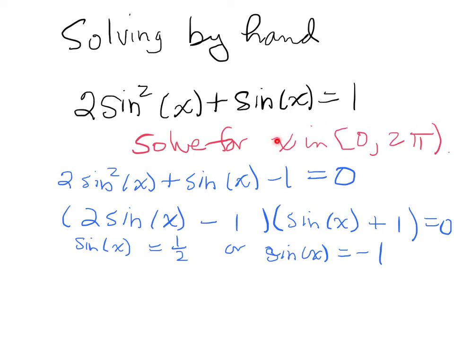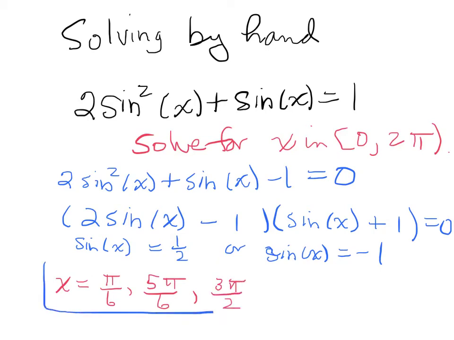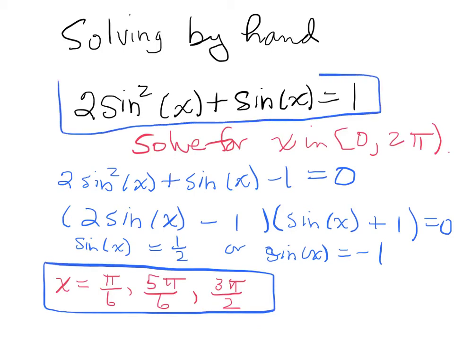Now, in the unit circle, how important is knowing the unit circle? From 0 to 2 pi, where does sine of x equal a half? Got it? Pi over 6 and 5 pi over 6, two places. And also, where in the unit circle does sine of x equal minus 1? Just down at the bottom, so only one place, and that's 3 pi over 2. So here is our solution by hand to the original trig equation. Pretty easy. We didn't even have to use an identity there. Okay, let's look at another.